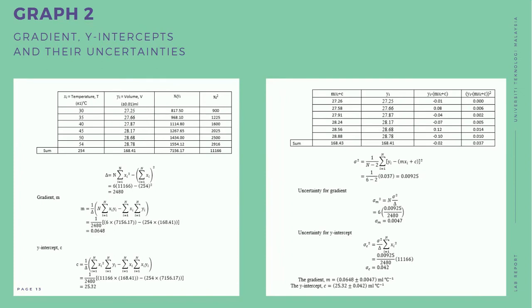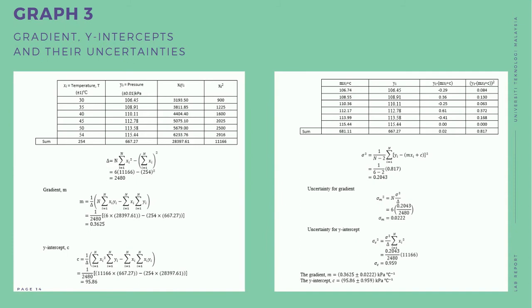From graph 2, that is the volume against temperature, we can calculate the gradient, that is 0.0648, and the y-intercept, that is 25.32. And we use the least square method to find the uncertainty, and we get the gradient is 0.0648 plus minus 0.0047, and the y-intercept is 25.32 plus minus 0.042.